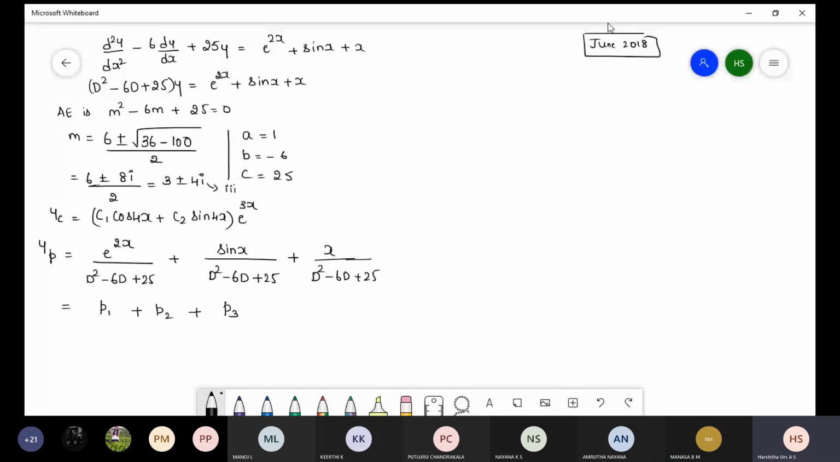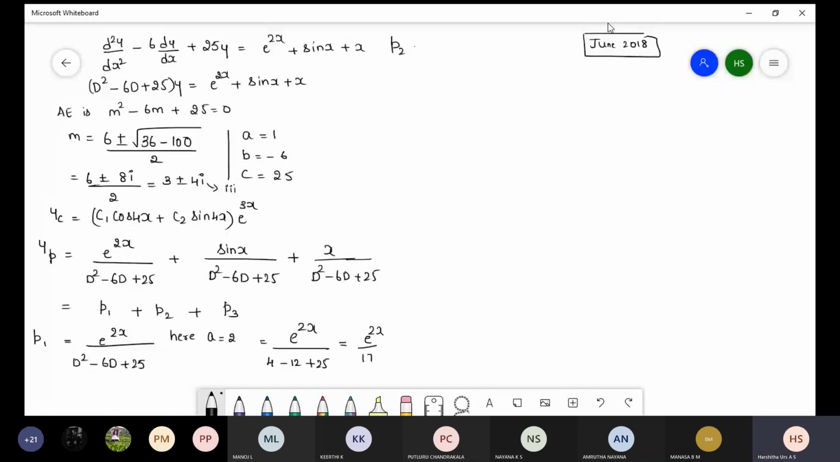E power 2x divided by d square minus 6d plus 25. Here a is equal to 2. So we get e power 2x divided by 4 minus 12 plus 25. 4 minus 12 is minus 8. Minus 8 plus 25 is 17. So this is the P1.